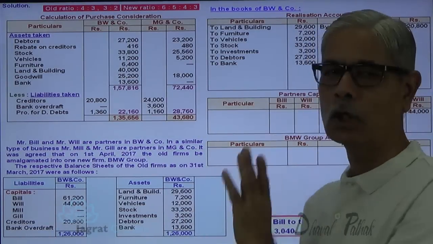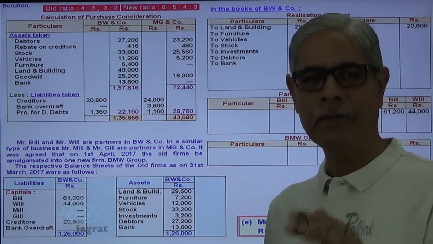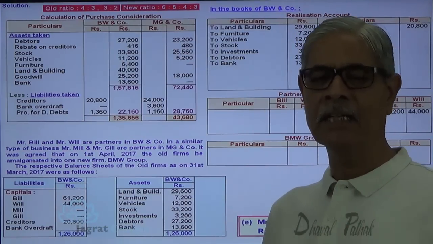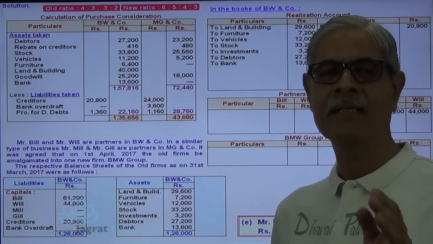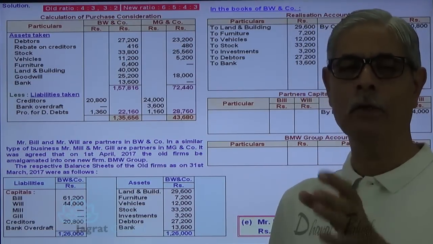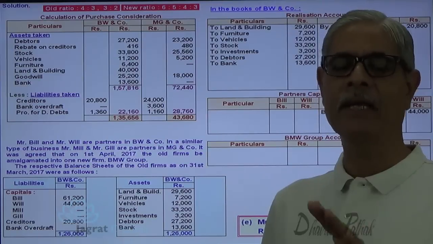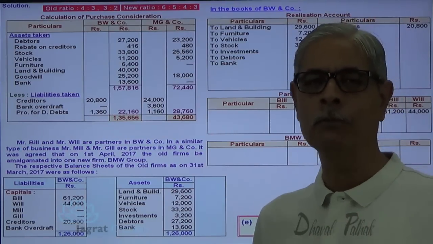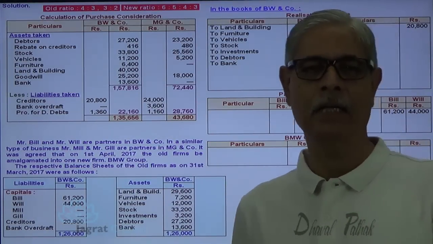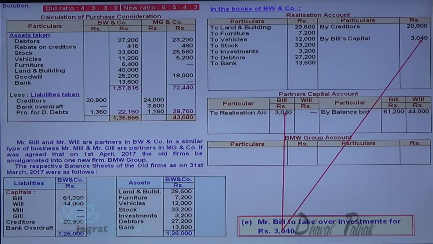So this asset is not sold. It is either required to be realized, or if it is not realized and if it is a real asset, it is distributed amongst partners as agreed. If the agreed ratio or the agreed values are not given, in that situation, you should distribute either in profit sharing ratio or in capital ratio by writing a note for that. So Mr. Bill has taken the investment. So Bill's capital account is debited and realization account credited. This is how investments are realized.